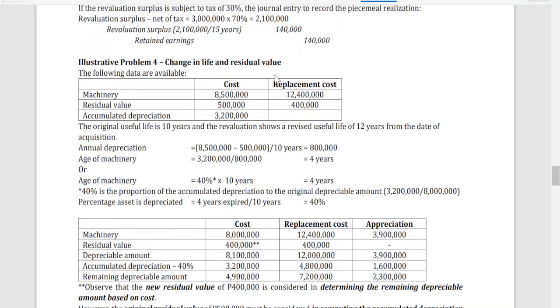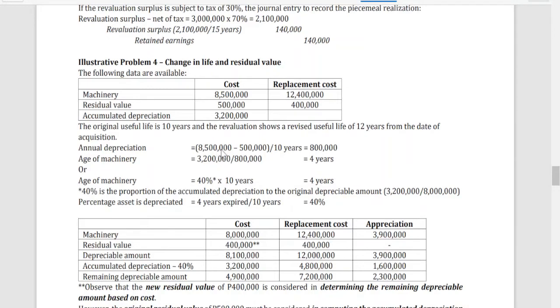What if there would be change in life and residual value of the asset? So we have the following data. The original useful life is 10 years and the revaluation shows a revised useful life of 12 years from the date of acquisition. So na dugangan siya og 2 years.